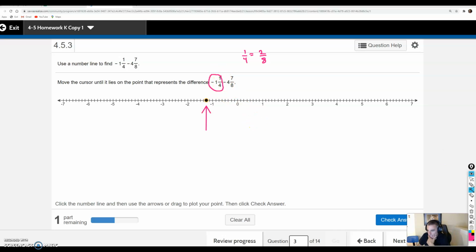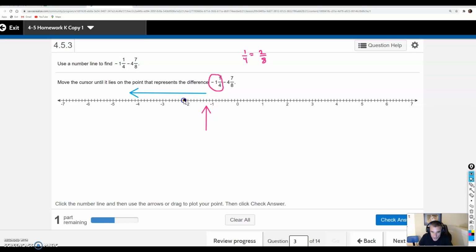Now I'm going to subtract. Subtract means I'm going to move to the left. So we know that our dot is going to move this way, and we're going to move 4 7/8 in this direction. Okay, so what I'm going to do is I am 6 dots away from 2 here. So if I move to that same position in between negative 3 and negative 2, I will have moved 1 unit, right?